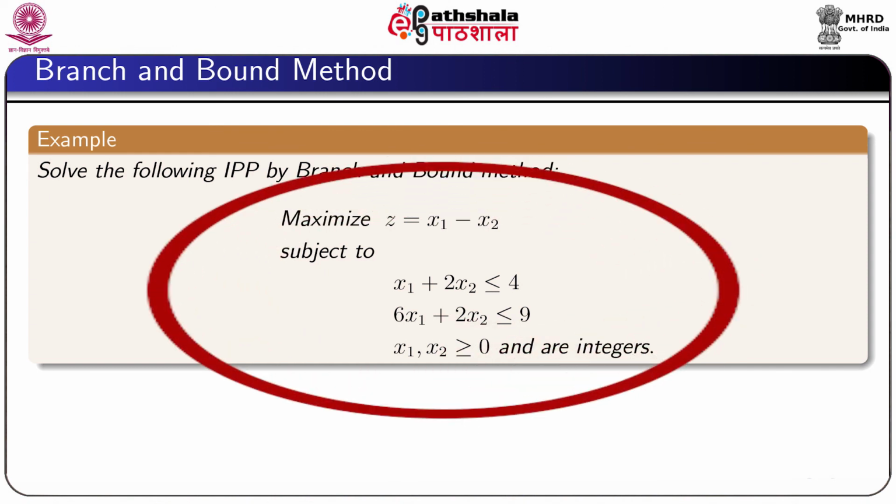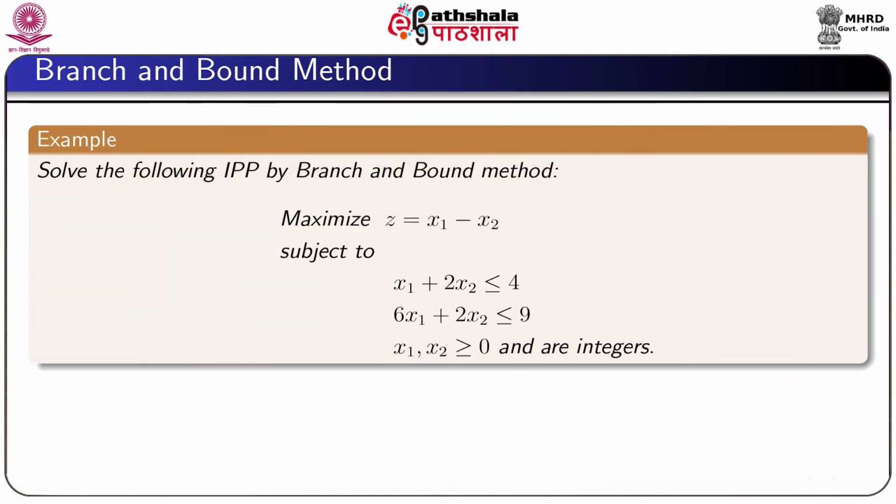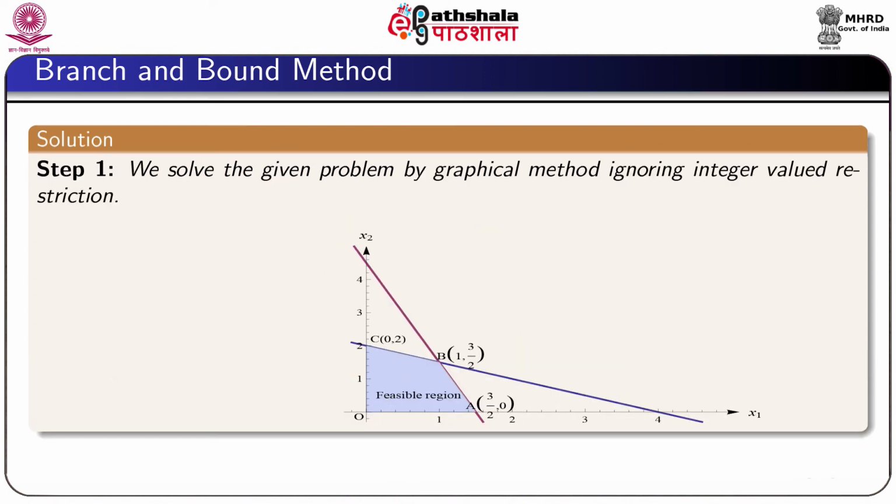Consider the following example: maximize z equal to x1 minus x2 subject to x1 plus 2x2 less than or equal to 4, 6x1 plus 2x2 less than or equal to 9, x1, x2 greater than or equal to 0 and are integers. This problem is an all integer programming problem. Let us solve the given problem by the graphical method, as the problem has only 2 variables x1 and x2.